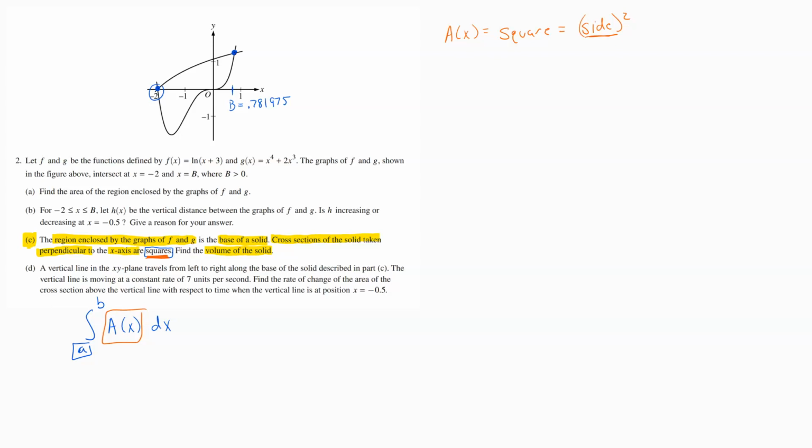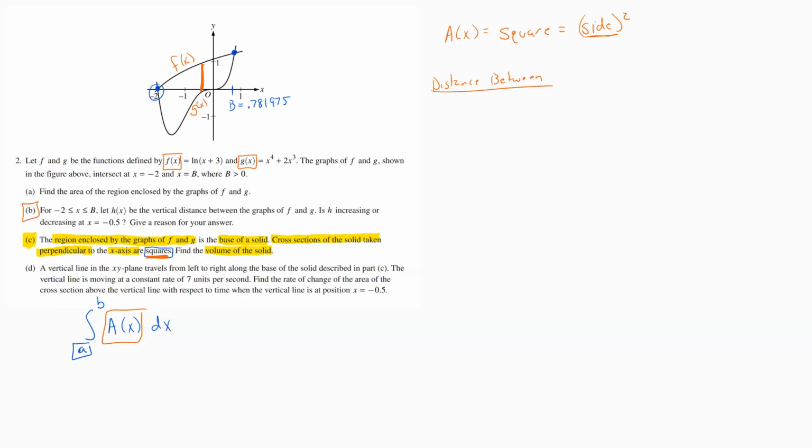Our side is this gap here that we've been talking about. It's this distance between the top equation and the bottom equation. The top equation, again, if you need to go back and look, we found was our f of x equation, and the bottom equation was going to be our g of x equation. To get the distance between f of x and g of x, we called that h of x back on part B.